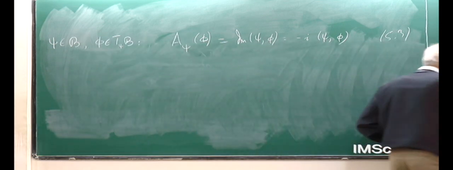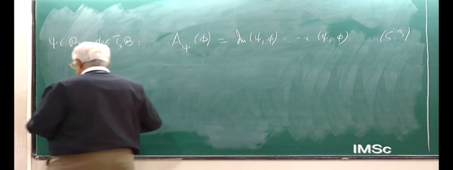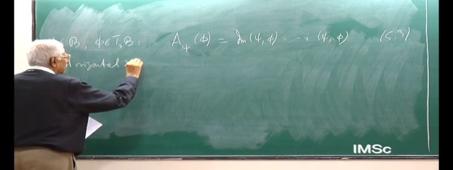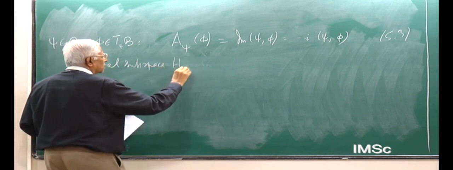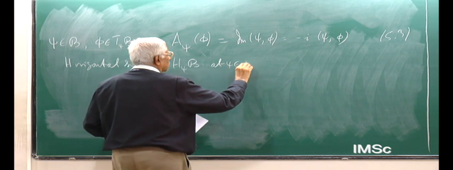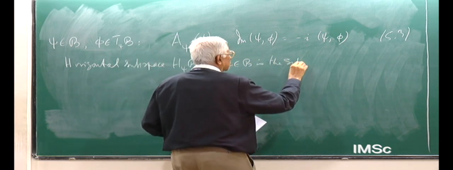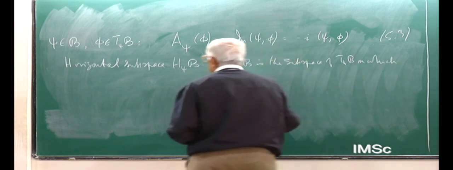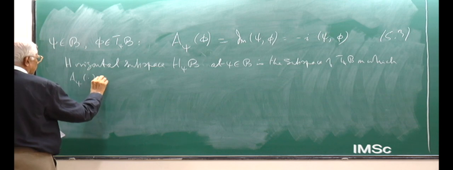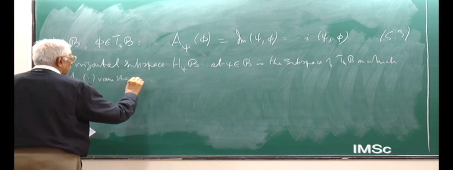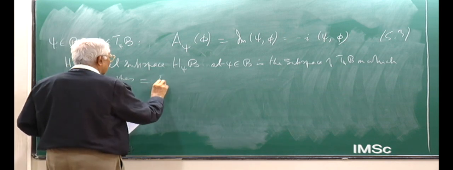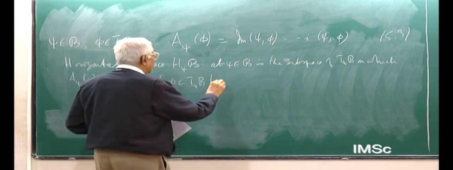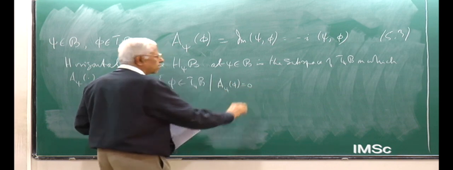Now, given a one form A, there is a subspace called the horizontal subspace. It is a subspace of the tangent space on which A psi vanishes. And so, in this case, you can see the horizontal subspace at B consists of all vectors in the tangent space such that A psi of phi is 0.